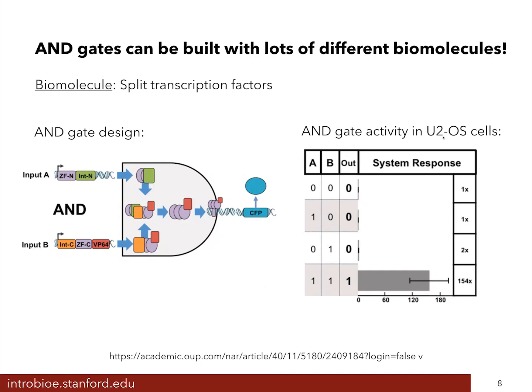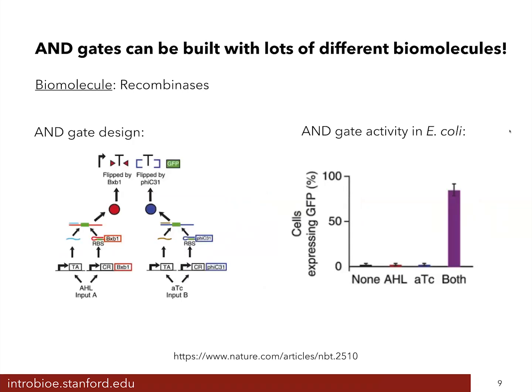So I think it's both exciting that we're able to build AND gates with a different type of biomolecule, in this case, a split transcription factor, and in a different type of cell, a mammalian cell, which is very different from an E. coli bacterium. Okay, so you can also build AND gates with a special type of protein called a recombinase. Recombinases are proteins that invert segments of DNA.